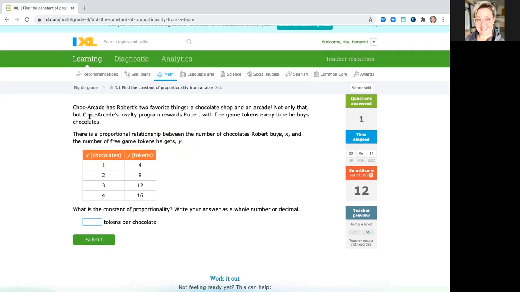Chalk Arcade has Robert's 2 favorite things, a chocolate shop and an arcade. Not only that, but Chalk Arcade's loyalty program rewards Robert with free game tokens every time he buys chocolates. Sounds like a good deal to me.